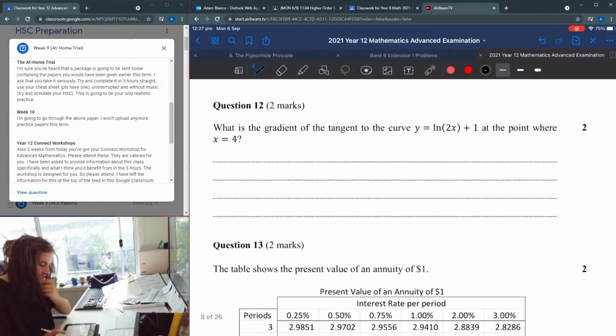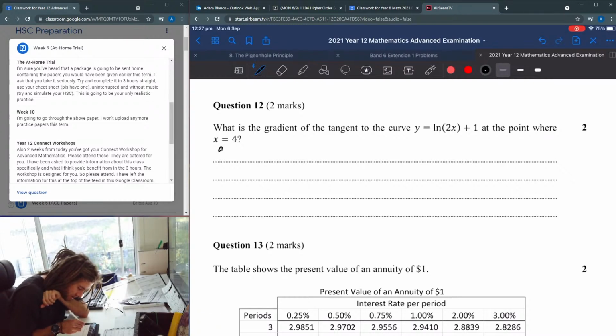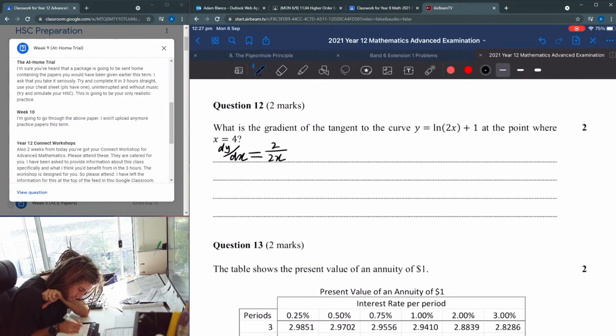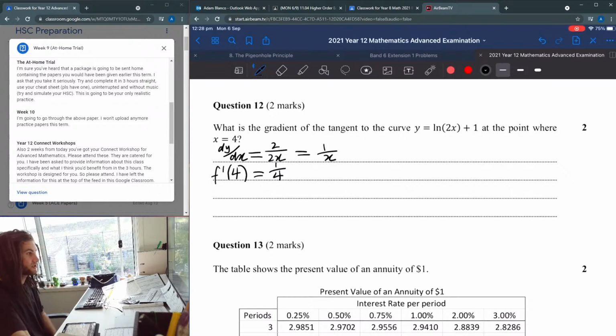Okay. Gradient of the tangent. So I'm going to differentiate that. So dy dx, not y dash, is going to be derivative over original. I can simplify that as 1 on x. And then the derivative, actually, maybe I should write it like this. The derivative at 4 is going to be 1 on 4. That's literally it.